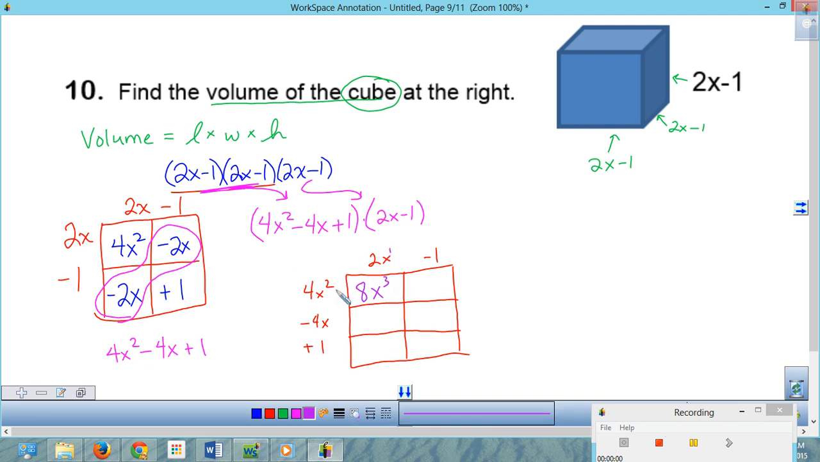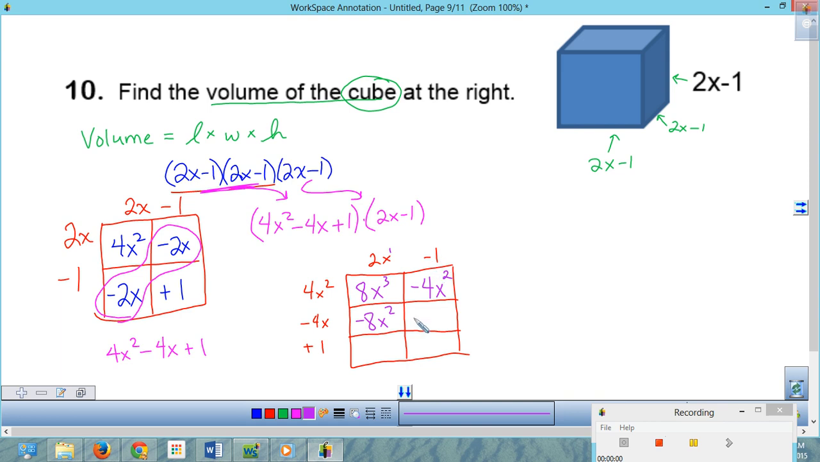Okay? And then you have 4 times negative 1, which is negative 4. There's 2 x's here and none here. You get x squared. Notice how it goes 3, 2. And then we'll go 2, 1, and then 1, 0. Negative 4 times 2x is negative 8x. And then there's 1 and 1 make 2.